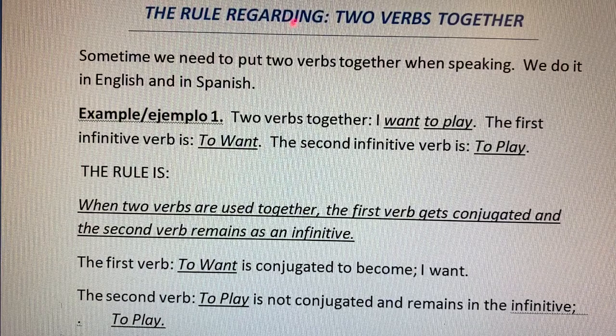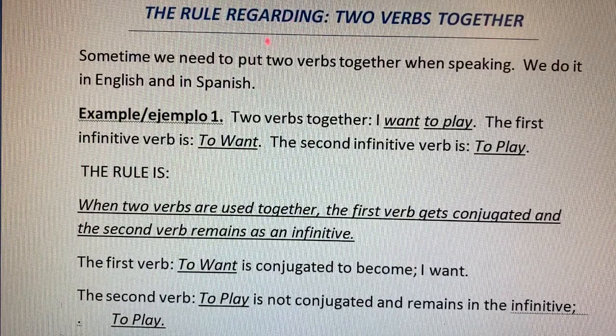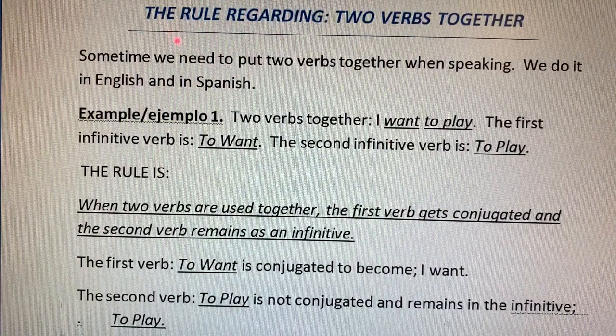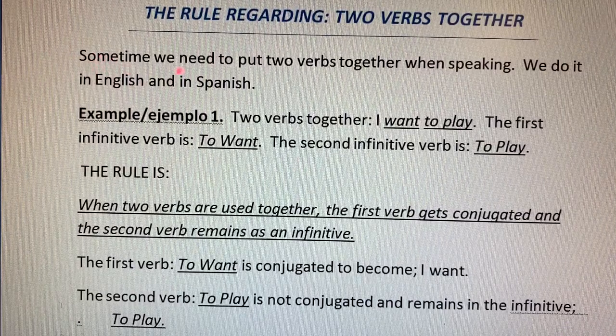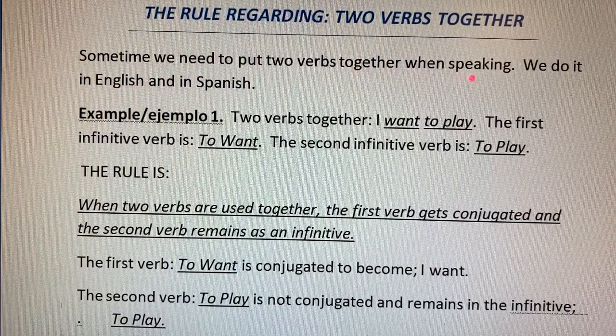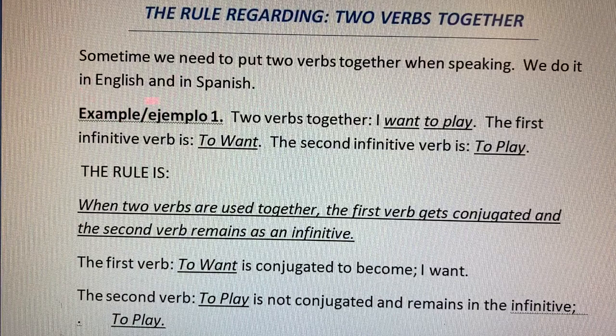The rule regarding two verbs together. So our lesson is going to be about another rule in speaking Spanish. This rule happens to be the same in English also. Sometimes we need to put two verbs together when speaking. We do it in English and in Spanish.